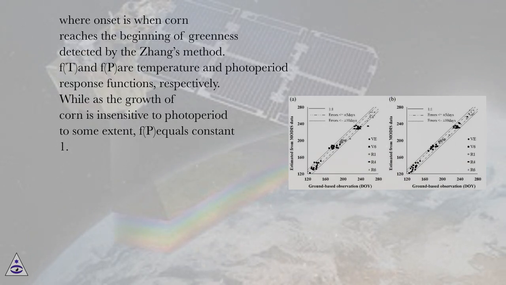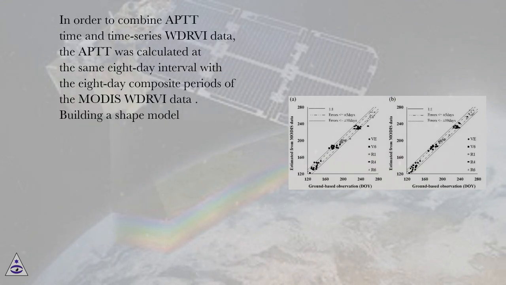FT and FP are the temperature and photoperiod response functions, respectively. While the growth of corn is insensitive to photoperiod to some extent, FP equals the constant 1. In order to combine APTT time and time series WDRVI data, the APTT was calculated at the same 8-day interval as the 8-day composite periods of the MODIS WDRVI data.